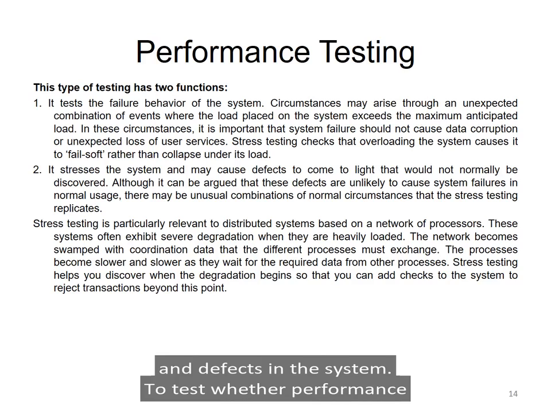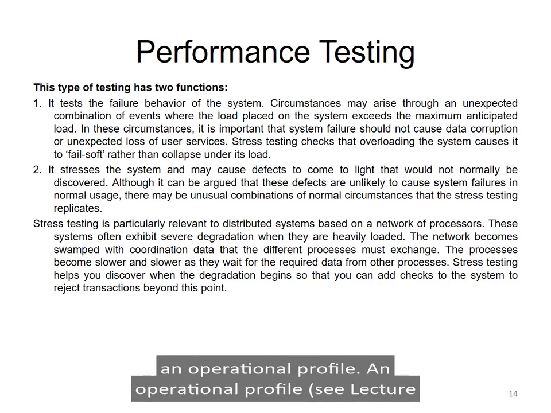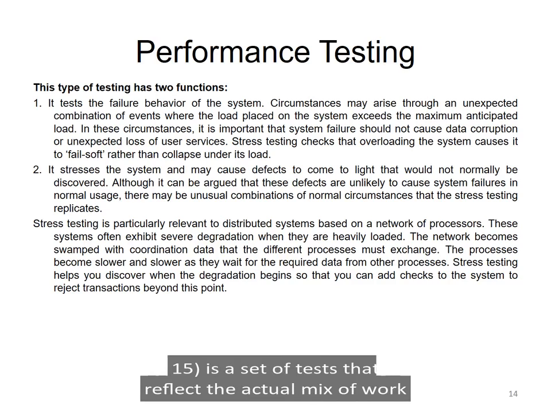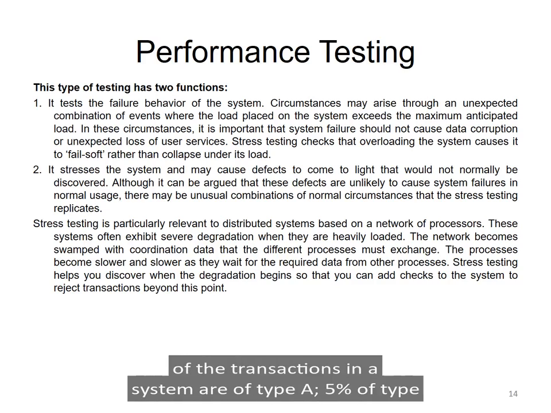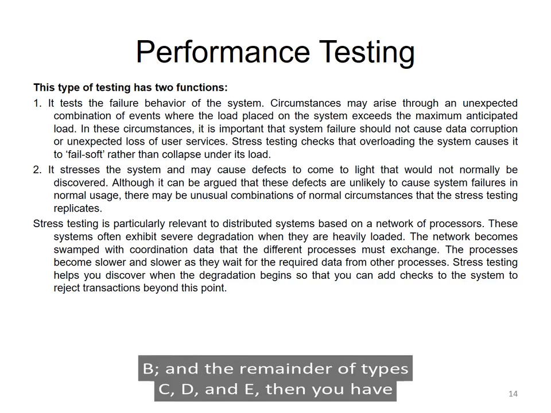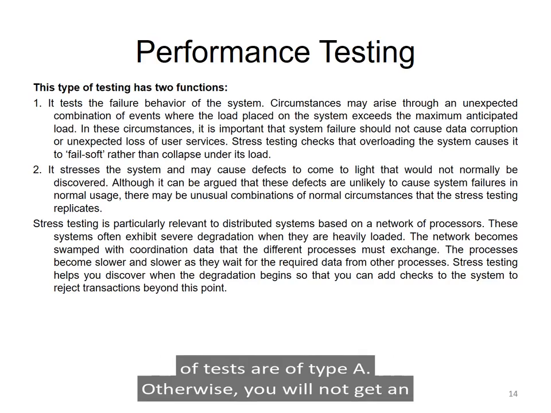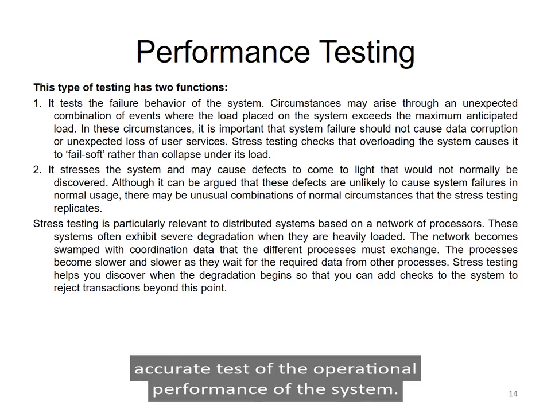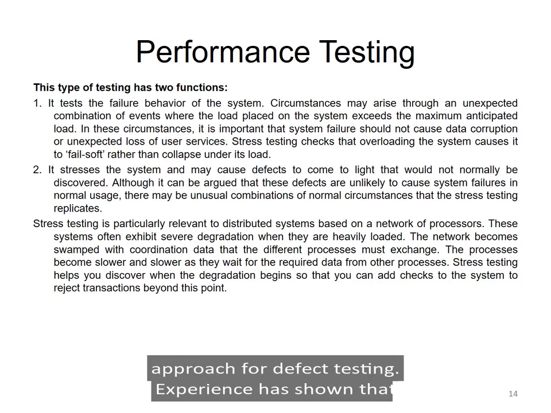To test whether performance requirements are being achieved, you may have to construct an operational profile. An operational profile is a set of tests that reflect the actual mix of work that will be handled by the system. Therefore, if 90% of the transactions in a system are of type A, 5% of type B, and the remainder of types C, D, and E, then you have to design the operational profile so that the vast majority of tests are of type A. Otherwise, you will not get an accurate test of the operational performance of the system. This approach, of course, is not necessarily the best approach for defect testing.